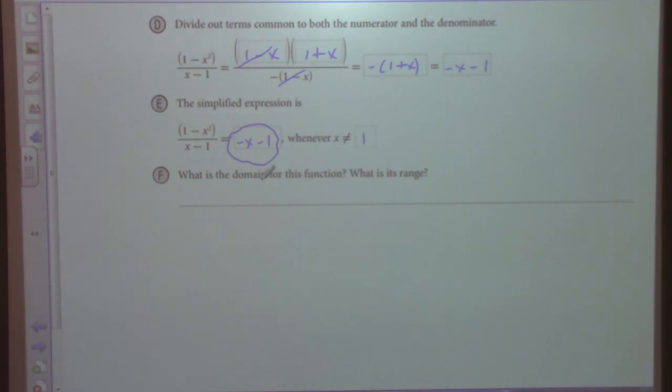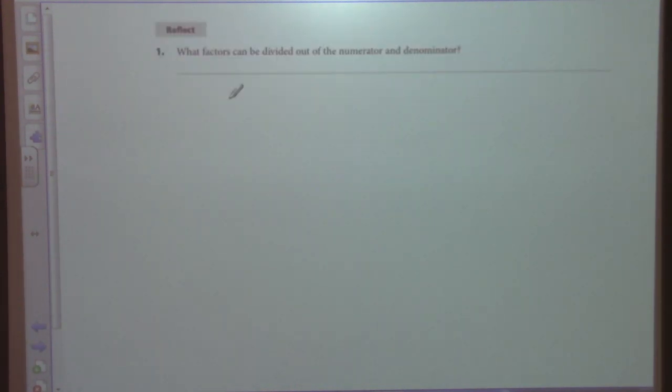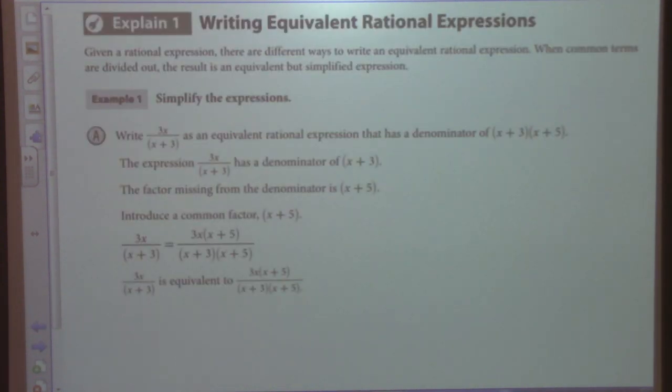Okay, what is the domain for this function? Negative infinity to 1, union 1 to infinity. And so that's one thing we're going to do. We're going to be finding excluded values, simplifying, factoring, simplifying, all this. So let's go to the next section here. What factors can be divided out? I'm going to go over this.